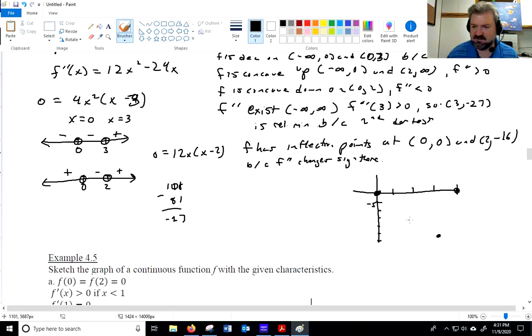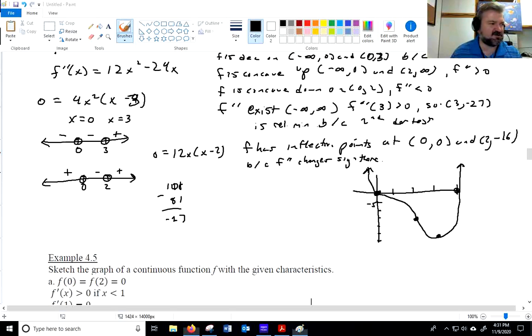2, negative 16, that'd be about right here. That's a point of inflection. And 0, 0 is also a point of inflection. So we're going to be coming down. We're going to be concave up. We're going to switch to concave down. And we're going to switch to concave up. We'll be concave up the rest of the way and start increasing.